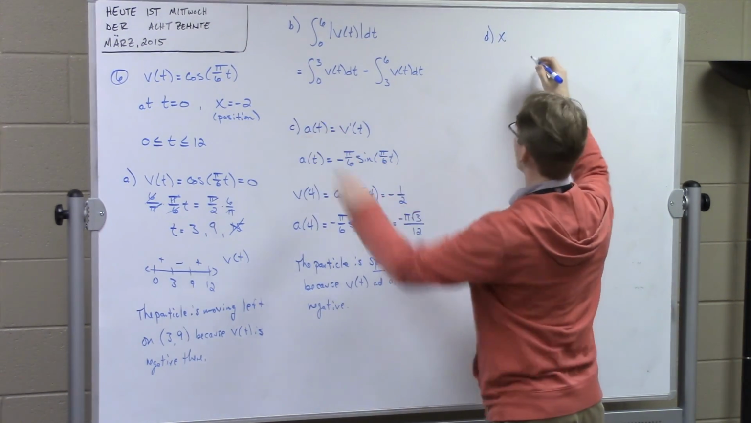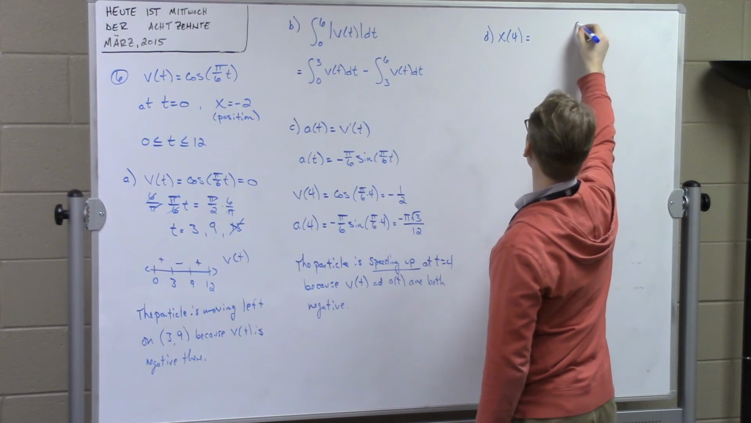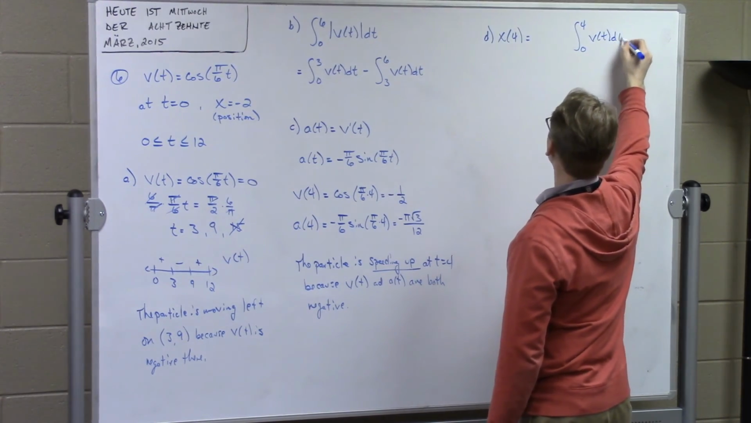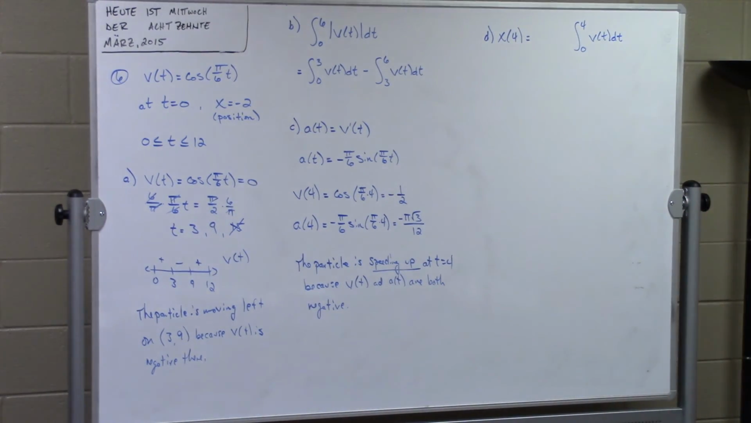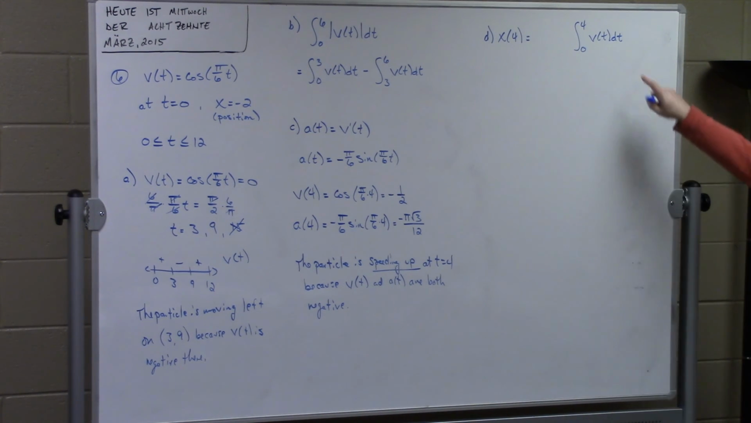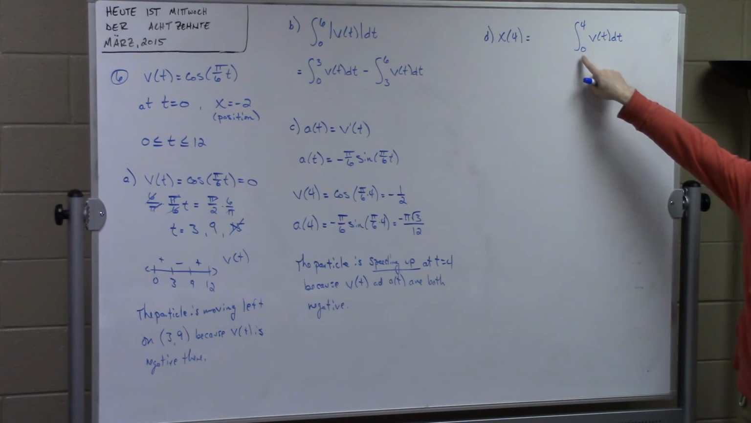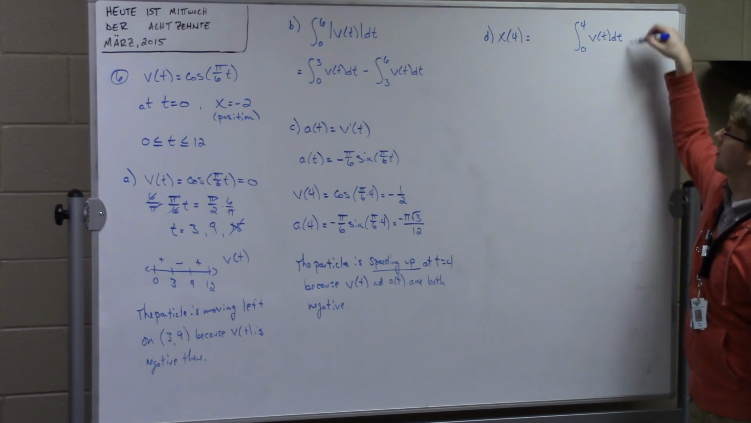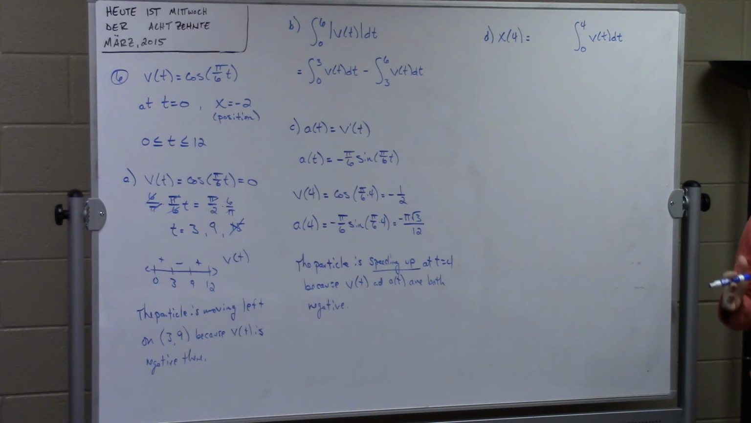My position, which they've called x, my x of 4 is going to be the antiderivative from 0 to 4 of v of t. Why did I start at 0? I know the 4 makes sense. Because it starts at time 0, so that's good. I'm going to calculate everything from 0 to 4. So when I do this, it's going to give me the change from time 0 to time 4.